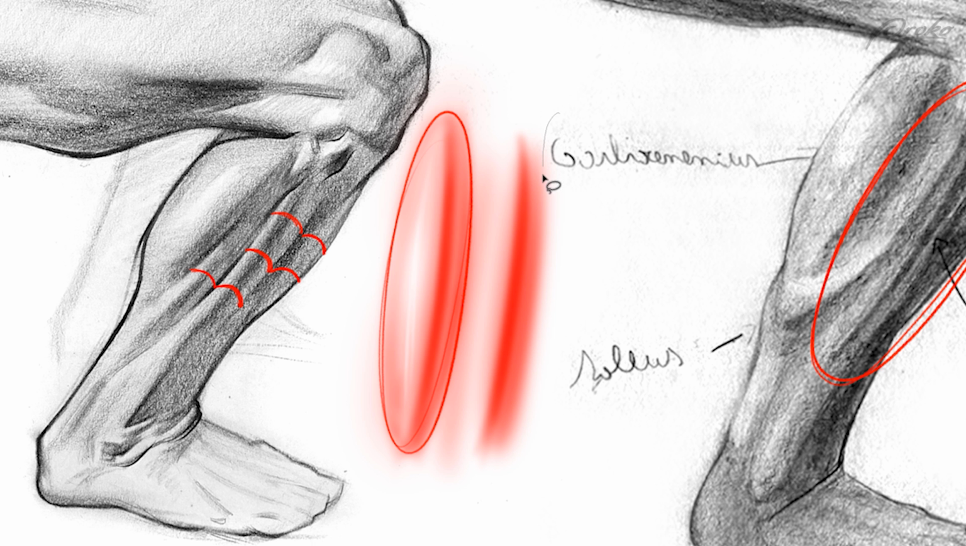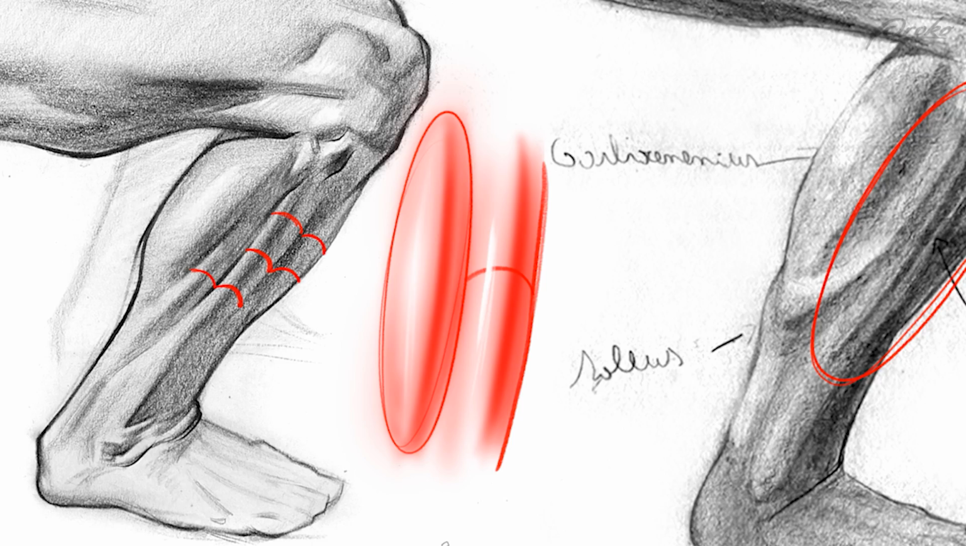And then see how right here I have it soft? If I want to indicate that it's the end of the form, I just add a sharp edge, and boom. Now it's obvious that this is a rounded form, and it ends right there. I'm just gonna give it a stronger highlight.